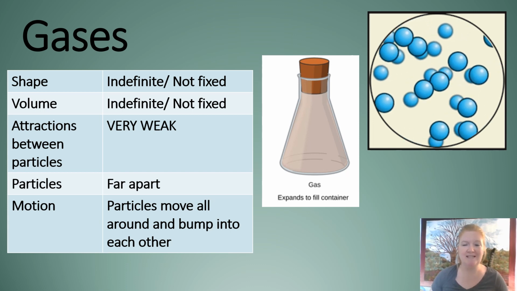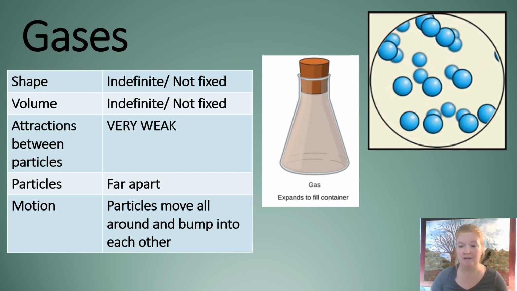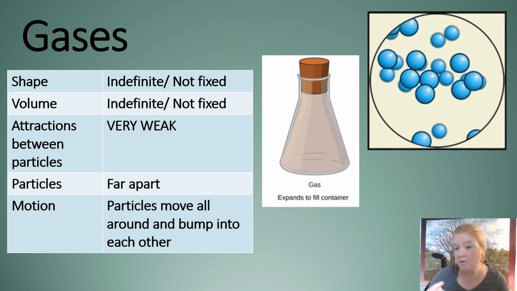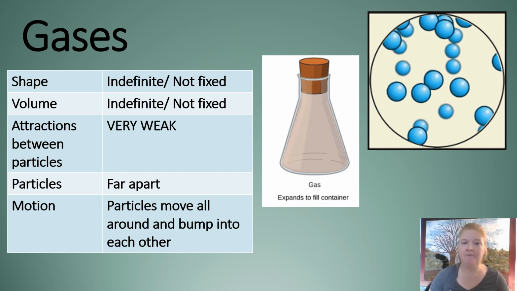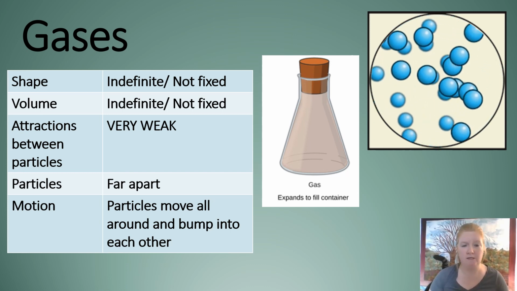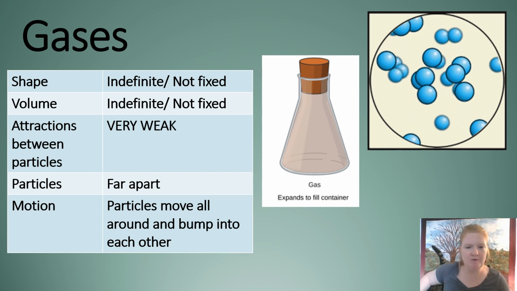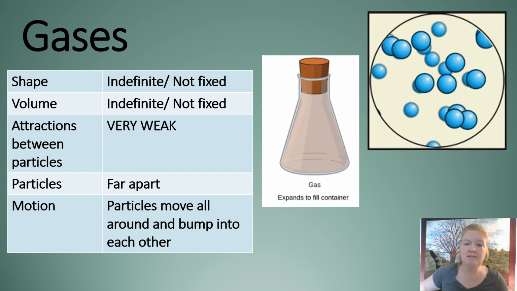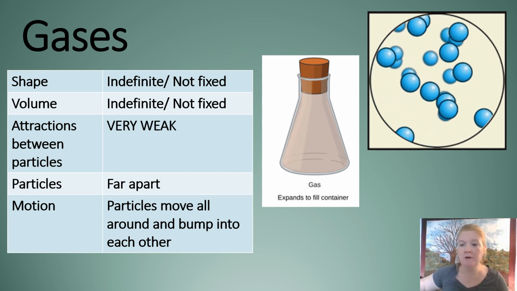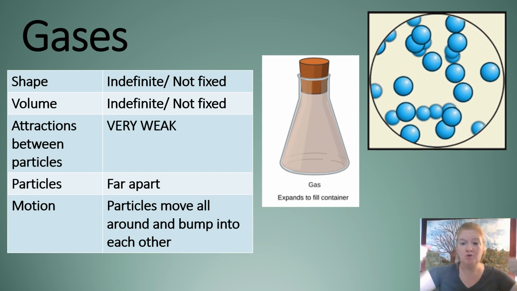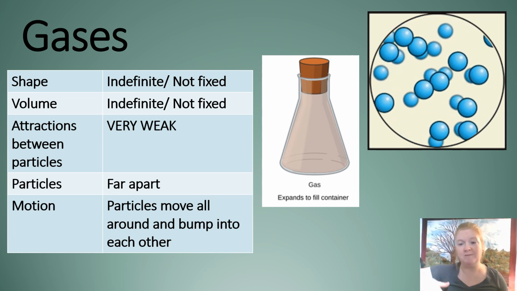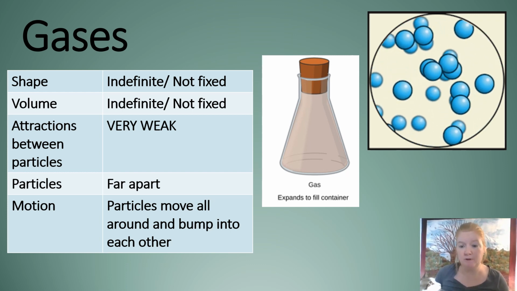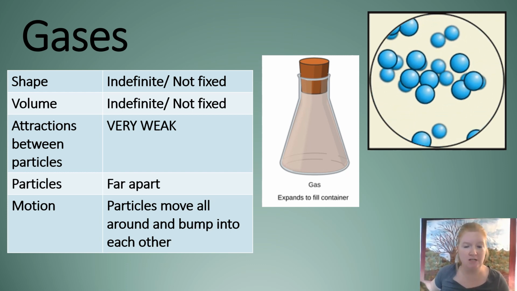Now let's talk about gases. In gases, the shape is indefinite or not fixed, and so is the volume. The attractions are very weak between the particles. The particles are far apart, which you can see in the GIF, but also you can see the particles moving all around, and they're going to bump into each other and change direction. So 2 particles coming like this, and then they'll bounce back in the opposite direction. All right, so the particles in a gas are freely moving around. They will bump into each other and change directions.